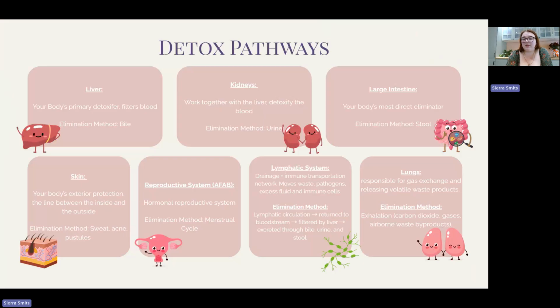Then you have the lymphatic system. A lot of people who are into detox hear about the lymphatic system, but it's not the first one I treat, and here's why. It helps with drainage and immune transportation within your body. It moves waste and pathogens, excess fluid, and immune cells. So it is important to support it, but it eliminates through lymphatic circulation, which is returned to the bloodstream, filtered by the liver, and excreted through bile, urine, and stool. So if you want to support your lymphatic system, that's great, but support the liver, kidneys, and large intestine first.